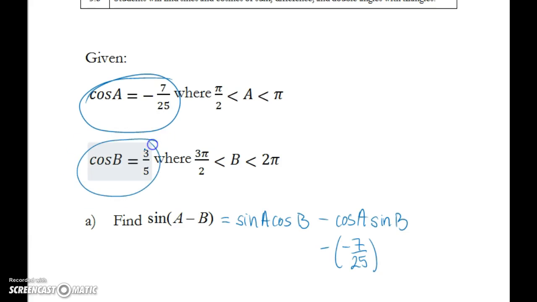Cosine of B is 3/5. So let's replace cosine of B with 3/5. What remains to substitute is sine of A and sine of B. So what we're going to do is draw some triangles to find these values.